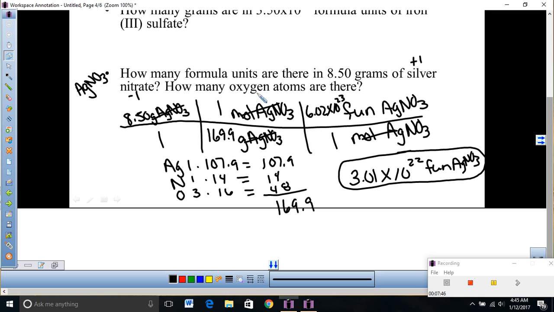The second part of that question says how many oxygen atoms are there? Well, here's our formula, and for every formula unit of this, there are 3 oxygen atoms. So I need to multiply the formula units by 3. Well, 8.5 grams is not the formula units. Here's the formula units. So we're going to multiply this by 3, and we'll get 9.03 times 10 to the 22nd oxygen atoms. So always multiply your molecules or your formula units by how many are in 1 to find those individual atoms.